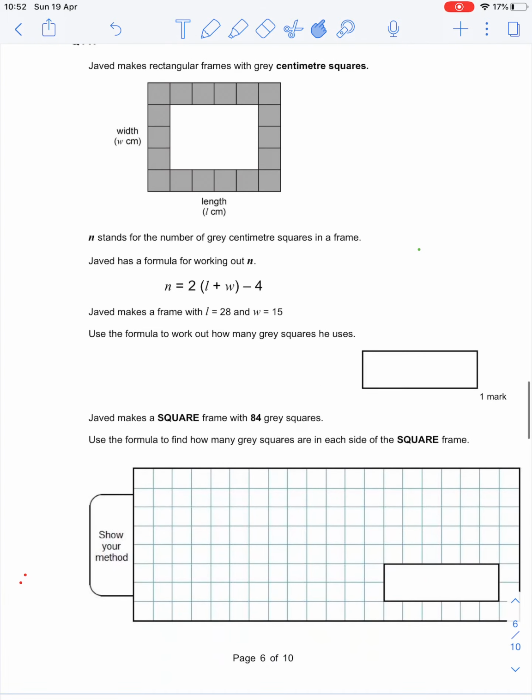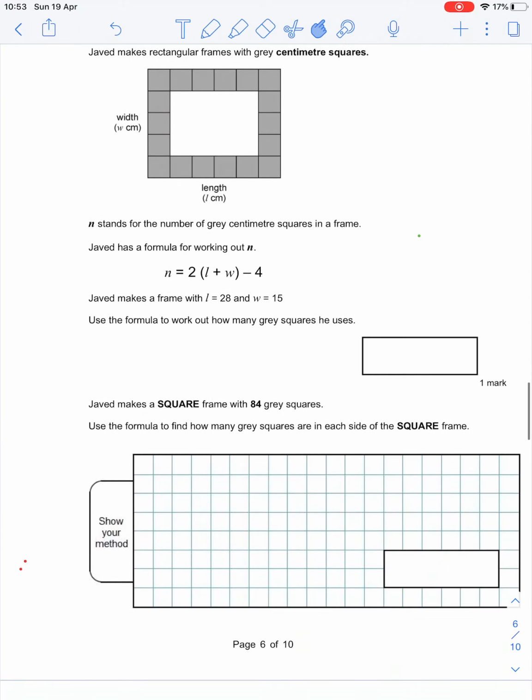Okay, Javid makes rectangular frames with grey centimetre squares. There's the kind of shape he means. N stands for the number of grey centimetre squares in a frame. So however many there are, it will be N. And Javid has a formula for working out N. It's N equals 2 times L plus W, and if we look back up here, L is the length and W is the width. And then we take 4 away.